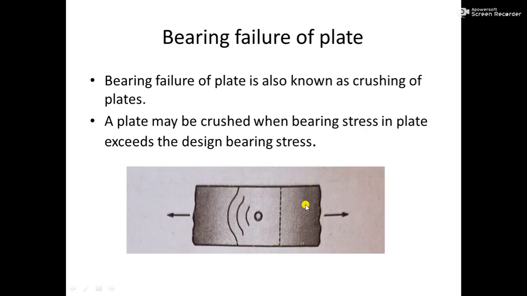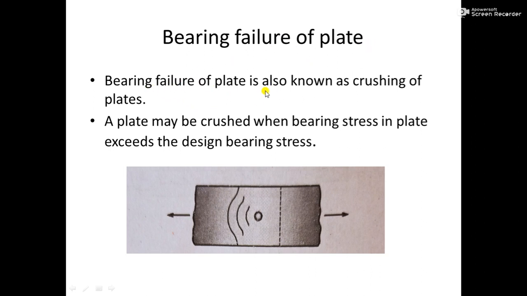See here, bearing failure of plate. This is the connection. This is a lap connection. Bolts are provided here and load is applied. Due to that application, the plate is going to tear off. That is, the thickness of the plate is going to reduce from its original thickness. In such a case, bearing failure of plate occurs. That is, in this case, the strength of the bolt is more than the strength of the plate. Then bearing failure of plate occurs.